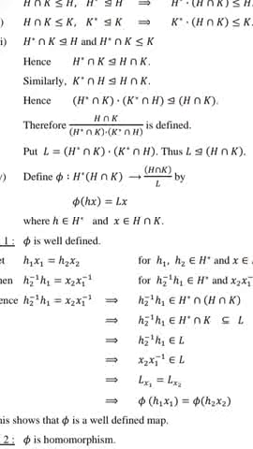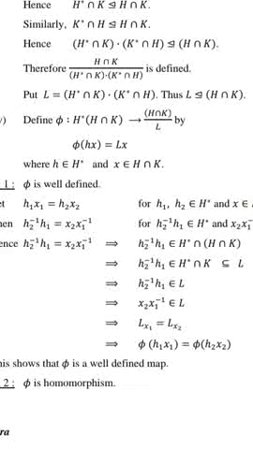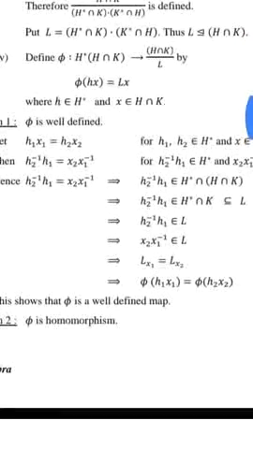Define a mapping phi from S*(H∩K) to (H∩K)/((S*∩K)(K*∩H)) by phi(hx) = Lx, that is (S*∩K)(K*∩H)x. Here h belongs to S* and x belongs to H∩K.